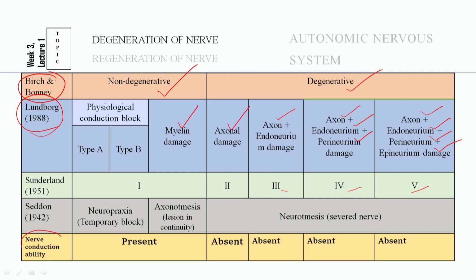Now coming to the nerve conduction ability, as I told you, in neuropraxia and axonotmesis there is a chance of temporary loss of conduction, and if you give sufficient time, there is a higher chance of recovery. Whereas from the third degree injury, there is no chance of nerve regeneration taking place. As a result, one must be very careful that this type of nerve injury should not happen.